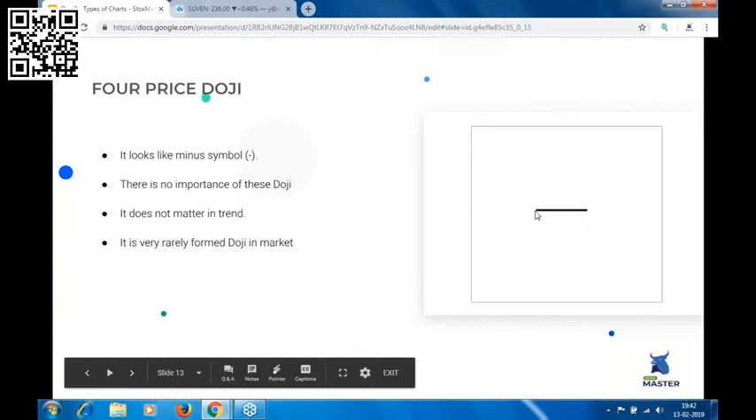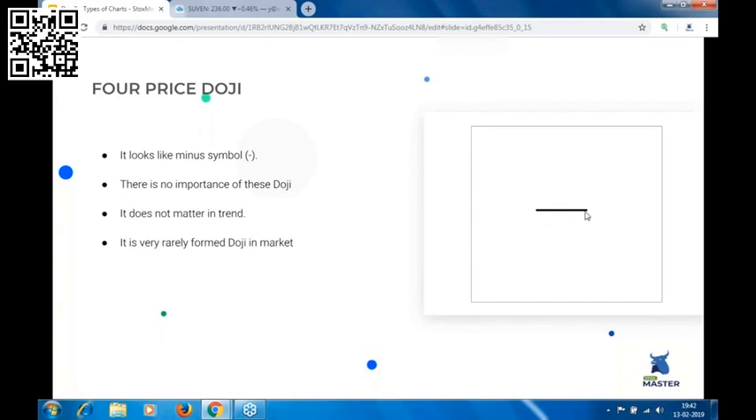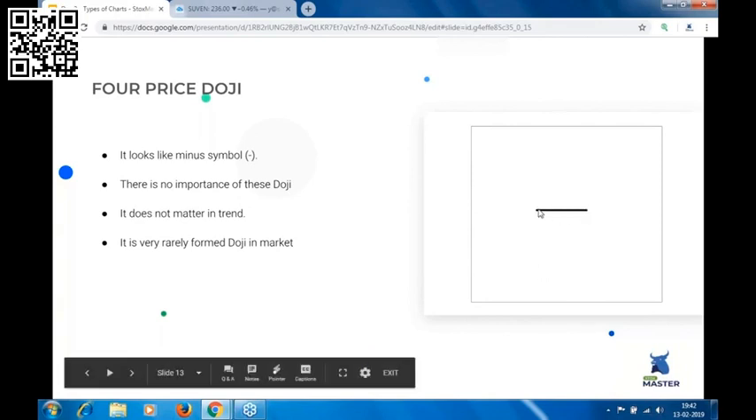Four price doji. Now this doji is seen very rarely in the market. Open, high, low, close, all are at the same price, and this has got no meaning. It does not affect the trend as well. If you have seen stocks where there is continuously upper circuit or down circuit, that is the place where you can see these kinds of dojis. But this has got no meaning for us.